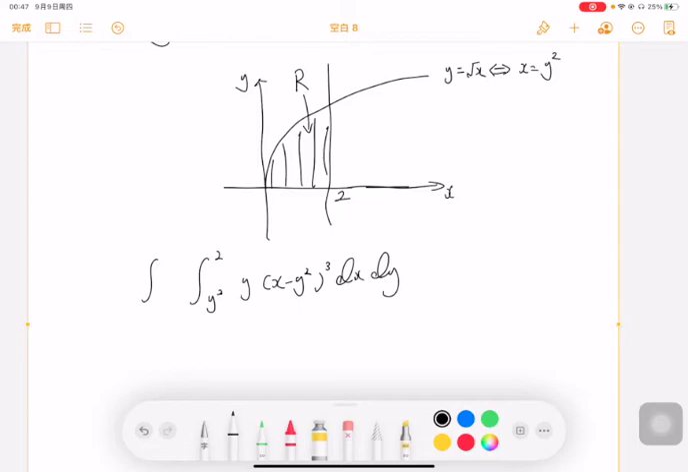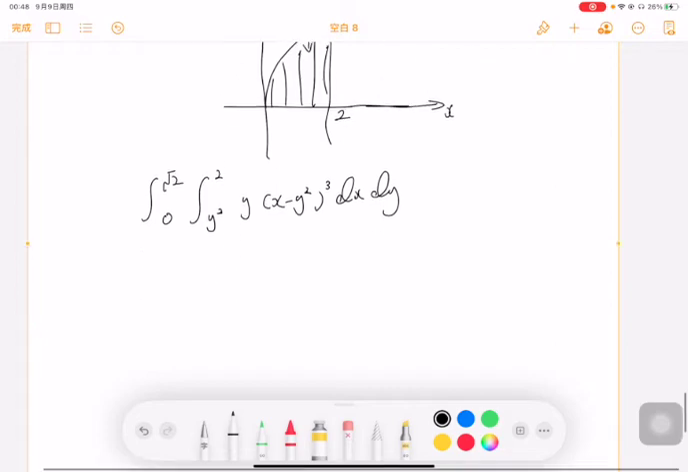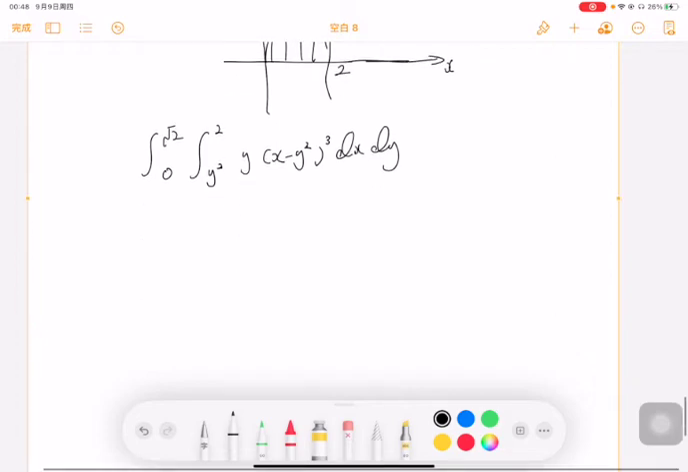Then we need to find the range of y. The lowest possible value of y is 0, and the highest possible value of y is right here. This is the intersection of x equals 2 and y equals square root of x, so the coordinate of this point is (2, square root of 2). So this is from 0 to square root of 2, because this is the largest value y can possibly take inside this region R. All right, so that's part A.